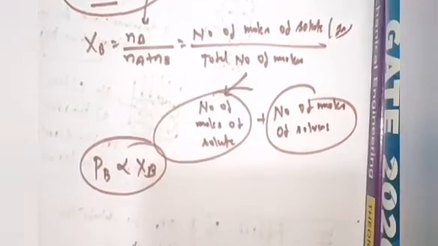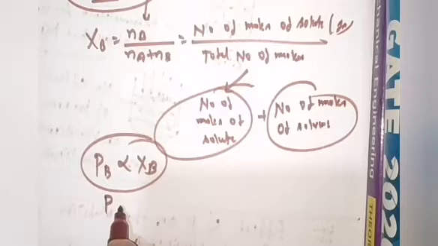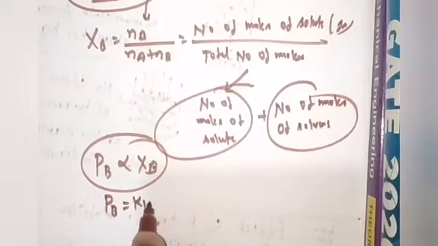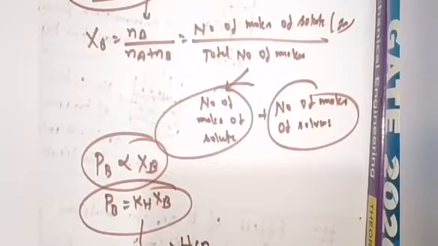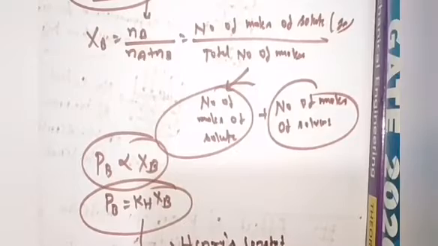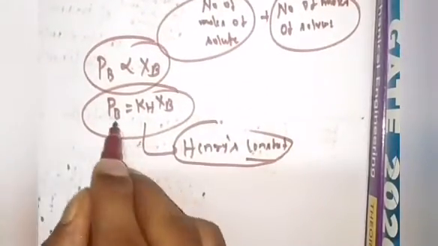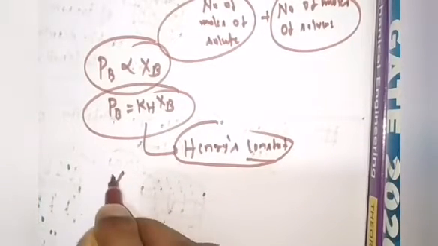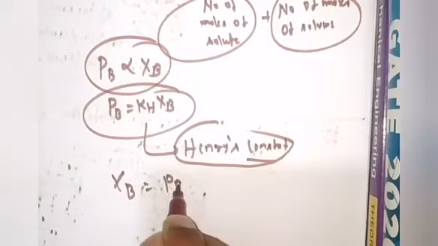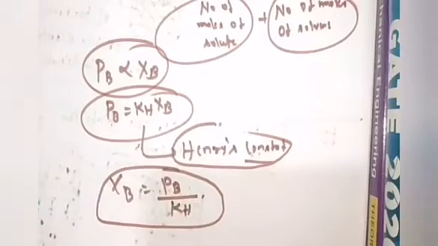If you remove the proportionality sign, then definitely you have to add a proportionality constant, and that is equal to KH into XB. This KH is called Henry's constant, because Henry has given this law, that's why it has been named after him. Okay, that's why PB is equal to KH into XB. Now if you see over here, XB is equal to PB upon KH.